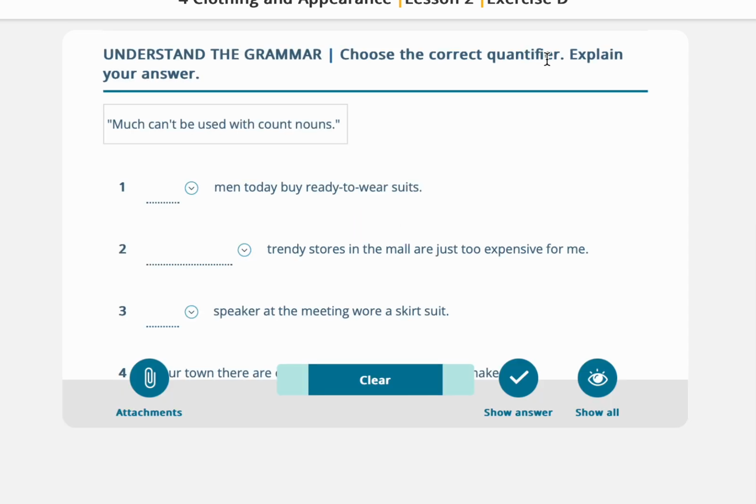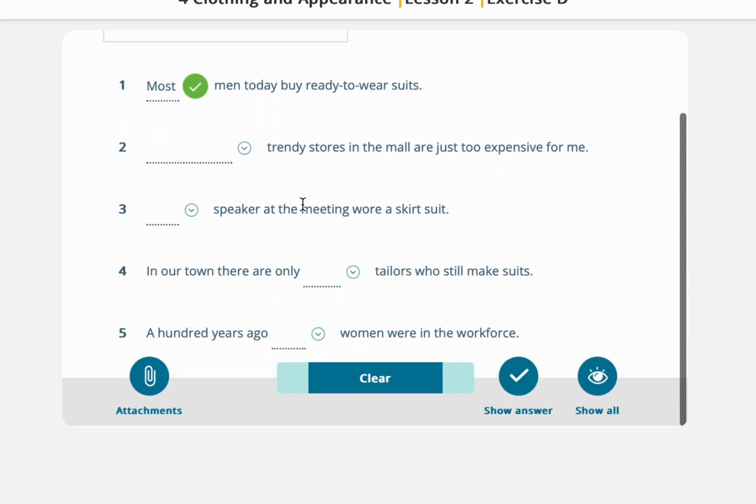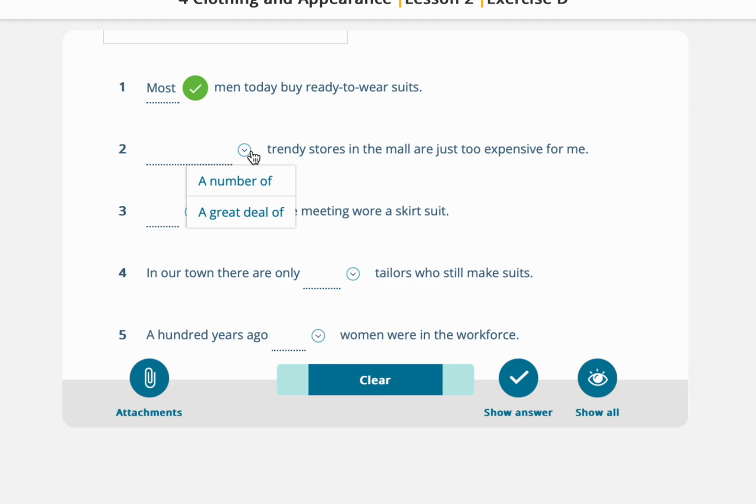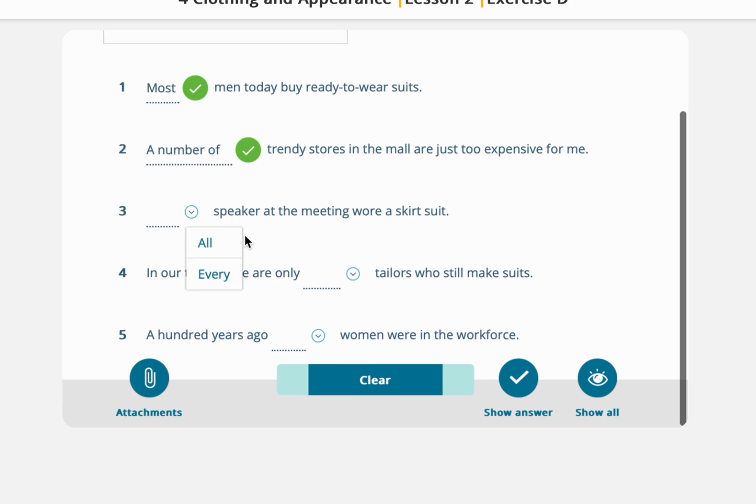So choose the correct quantifier and explain your answer. So we say, much can be used with countable nouns. Most men today buy ready-to-wear suits. So we have two options: a number of, a great deal of. A number of trendy stores in the mall are just too expensive for me. All speaker or every speaker? Every speaker, okay, because this every is used with singular countable nouns.